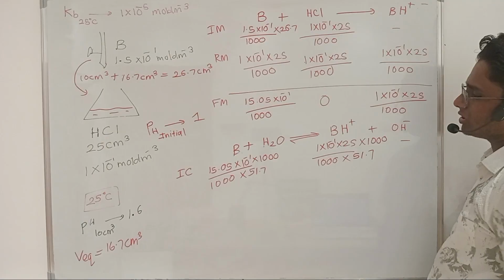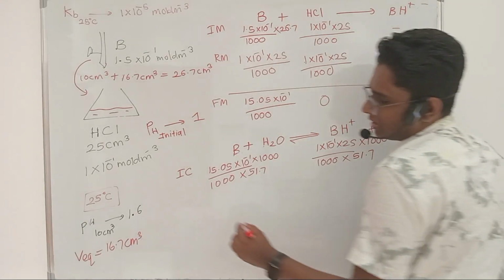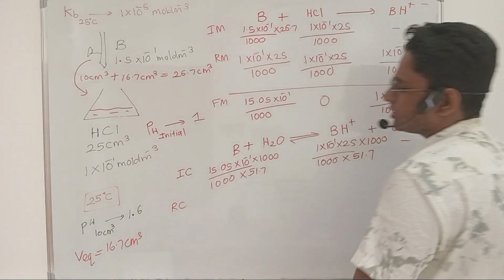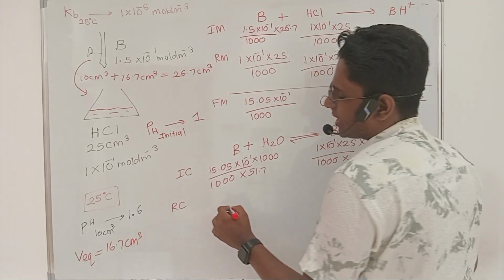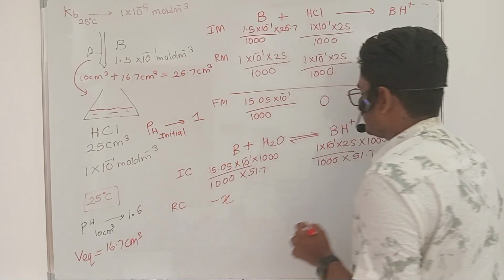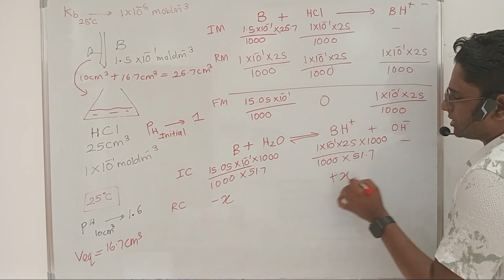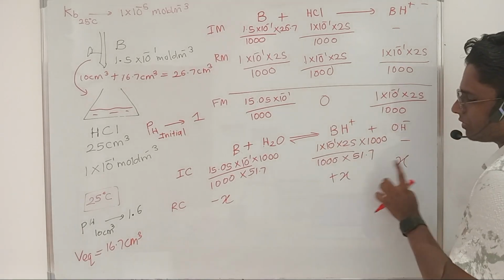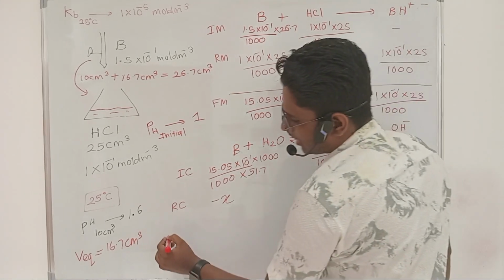So initially there is no OH minus, right? Then there will be some reacted concentration. Let's assume that X amount reacted and X amount formed, and here also X amount formed, because of the 1 to 1 ratio. If X reacted, X will be forming and X will be forming. Now what is the final concentration?